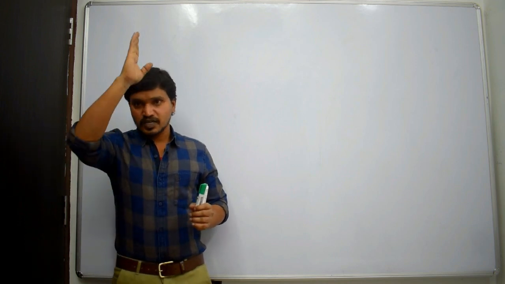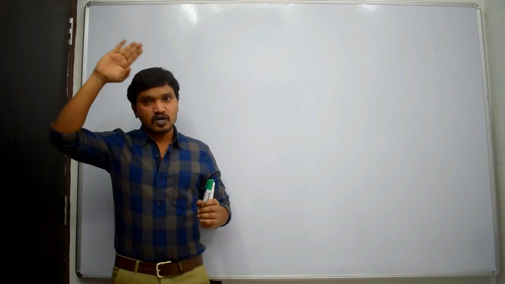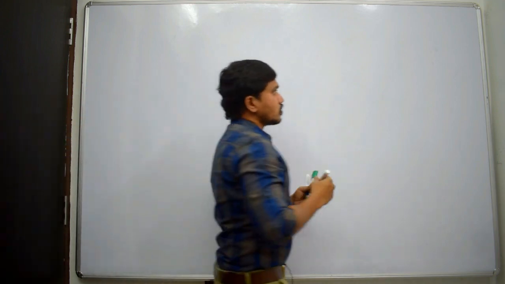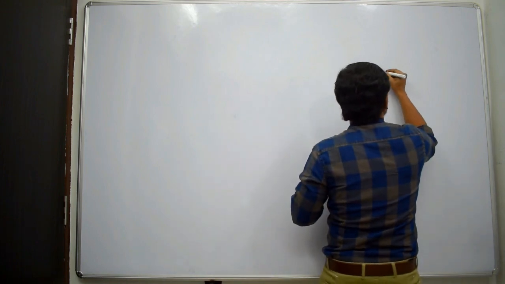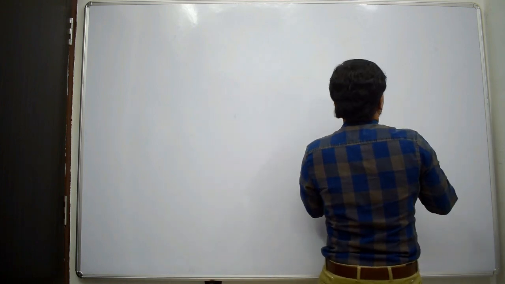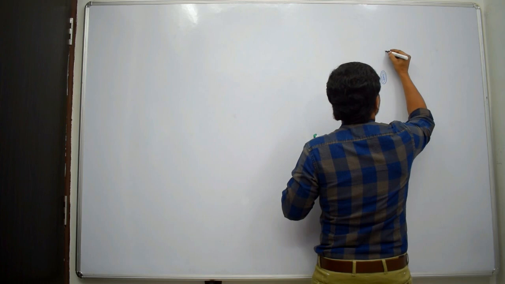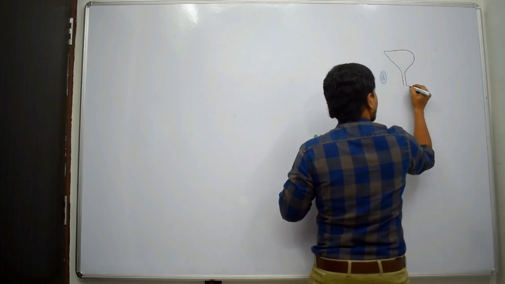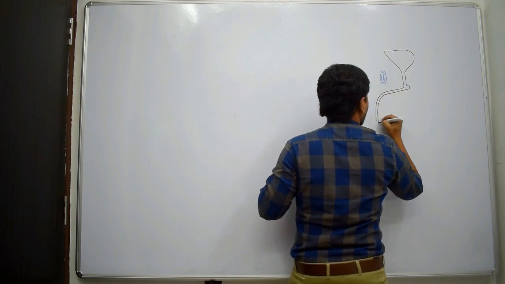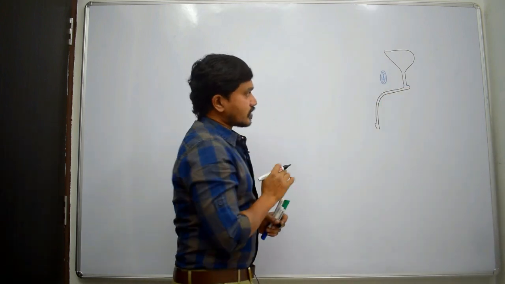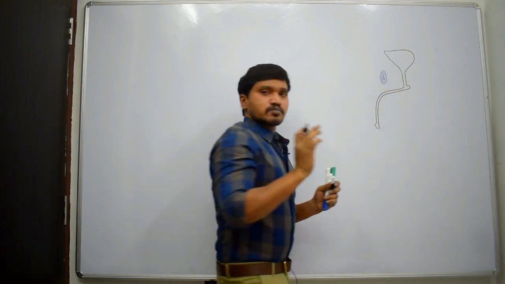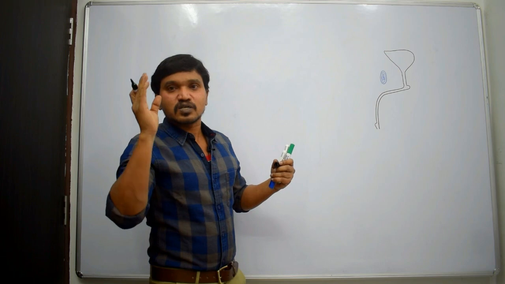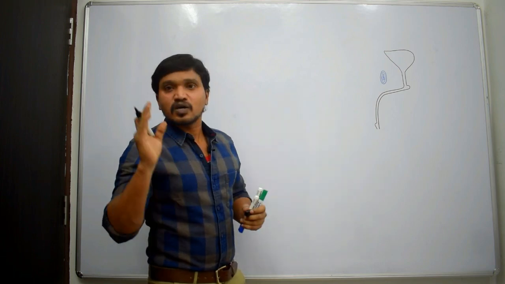For that we need to take a sagittal section of the pelvis and a coronal section of the pelvis. First I am taking the sagittal section of the pelvis. So this is symphysis pubis. Behind it, the urinary bladder, and this is the urethra. The urethra passes through some structures, and because of that we have given names according to the structures which are giving passage to the urethra.